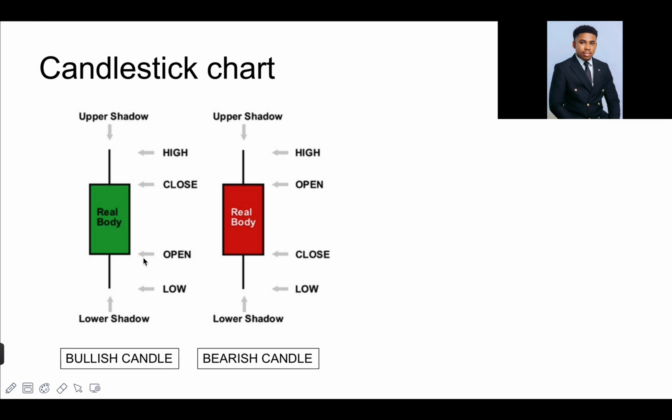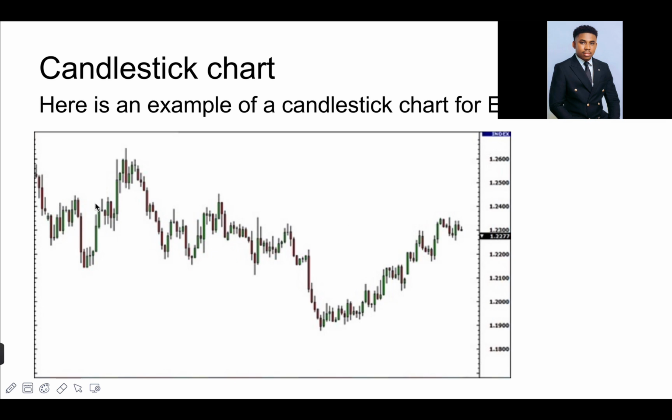So this is what a candlestick looks like. Just like the bar chart, you have the open, you have the low, you have the high, and then you have the close. This is for a bullish candle. And for a bearish candle, you have the open, you have the high, you have the low, and you have the close. So you can notice that for a bullish candle, the open is usually below the close. And for a bearish candle, the open is usually above the close. You should take that into consideration when looking at candlestick charts. So here's an example of candlestick charts on Euro USD on the screen. You can see how different it looks from the other charts which I showed you guys prior to this.